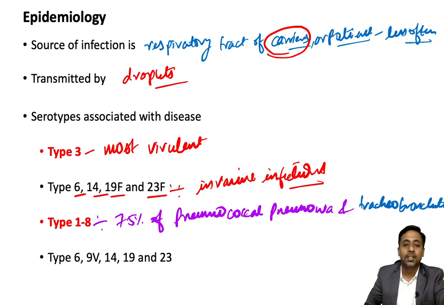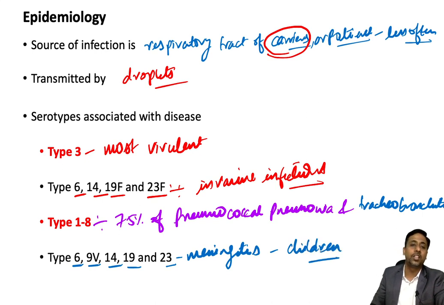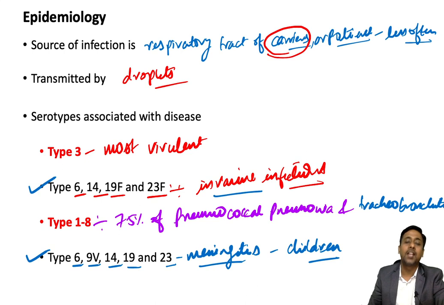Okay, and this type 6, 9V, 14, 19 and 23, this is a frequent cause of meningitis among children. So they may ask in the examination which strain of pneumococcus is associated with meningitis, with invasive infection. So the strains which are associated with invasive infection are also associated with meningitis in children. Okay, and pneumococcal pneumonia and tracheobronchitis is commonly associated with type 1 to 8, and the most virulent among them is type 3.